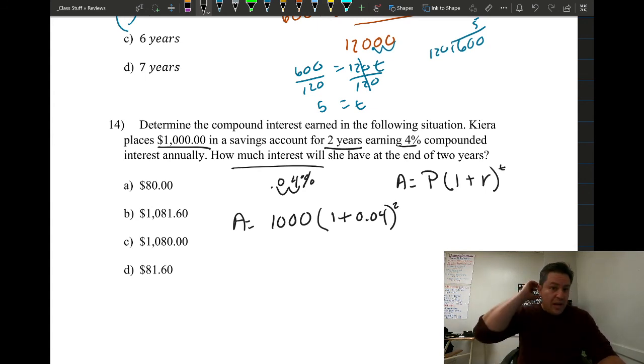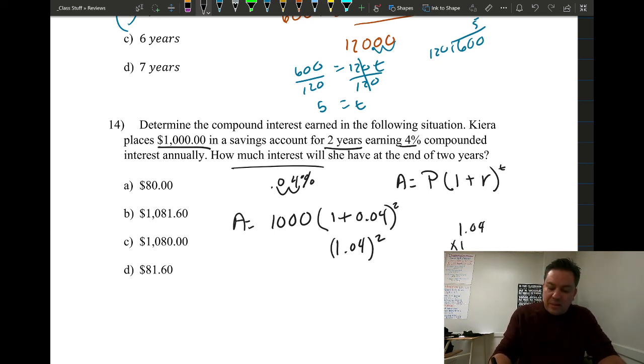So first thing, we have a group, so we gotta take care of the parentheses. When we add this, we get 1.04, and we gotta square this. That means 1.04 times 1.04 gives you 1.0816. So this right here turns out to be 1.0816, and then I have to multiply by the 1,000 that I haven't done anything to it yet.